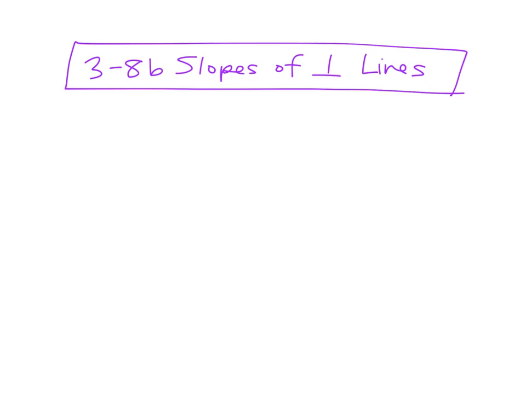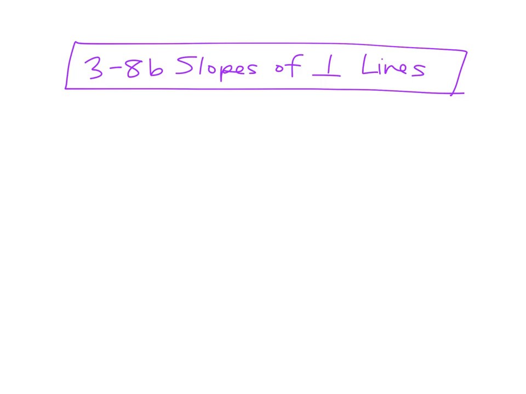Okay, so 3.8b is dealing with slopes of perpendicular lines. Refresh my memory. What do you know about the slopes of parallel lines? They're the same, okay? So the slopes of parallel lines are exactly the same every single time. Perpendicular lines, the way the book talks about it is they say the slopes of perpendicular lines have a product of -1. So if I have two perpendicular lines and I multiply their slopes, I should get -1 every time.